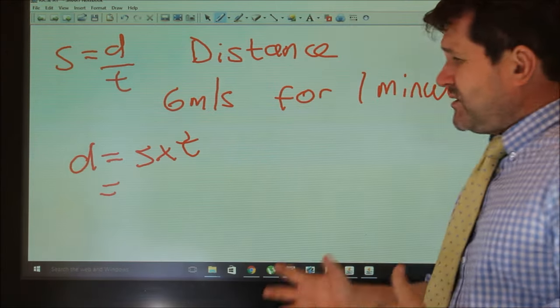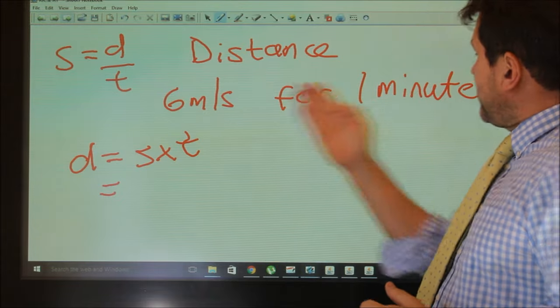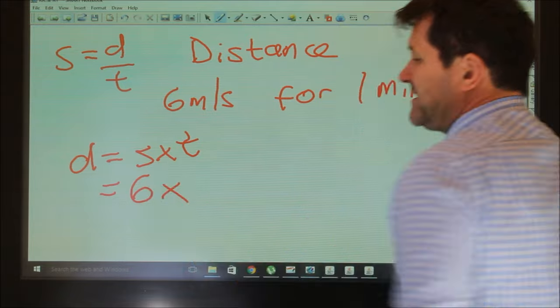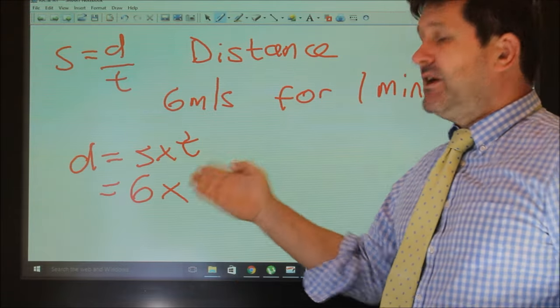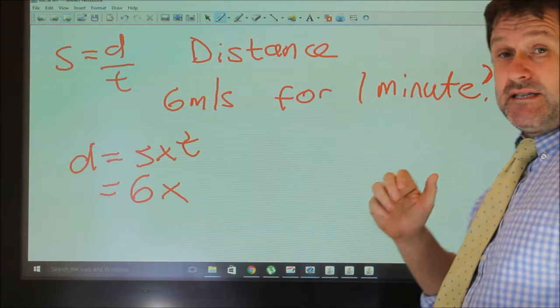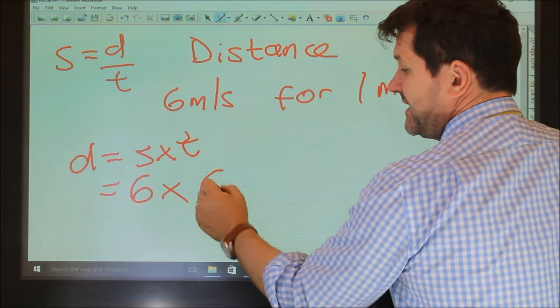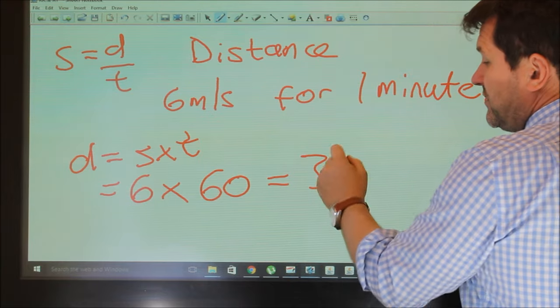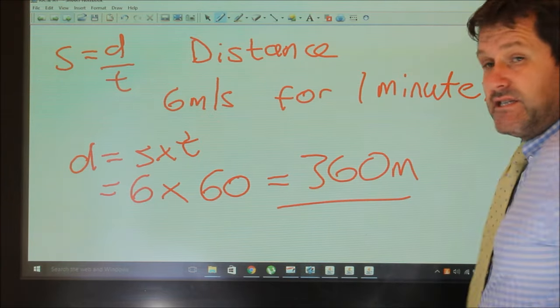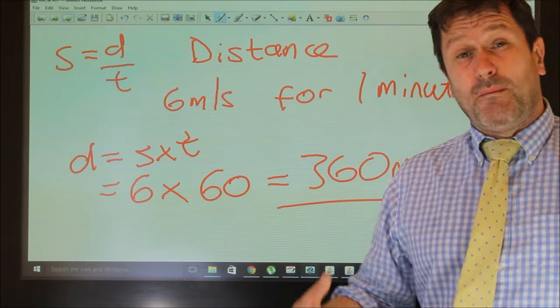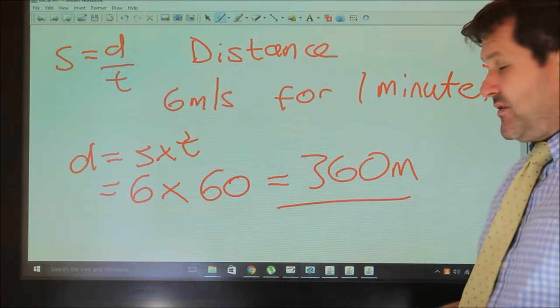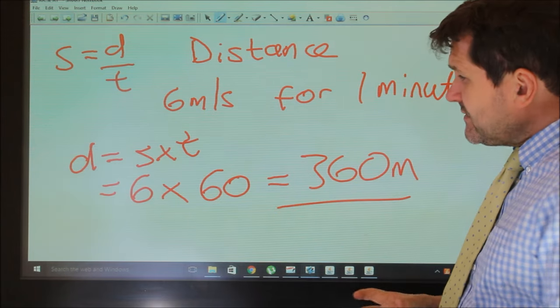So the next thing we'd do is we'd look at, is everything in the right unit? So 6 meters per second, that's fine, it's six. Now the time is not measured in seconds, it's measured in minutes. There's 60 seconds in a minute, so we times it by 60, okay? So we'd say 6 times 60 is 360 meters. So if you travel at 6 meters per second for 1 minute, you do 6 meters every second. Therefore, after a minute, you've done 360 meters. Okay?